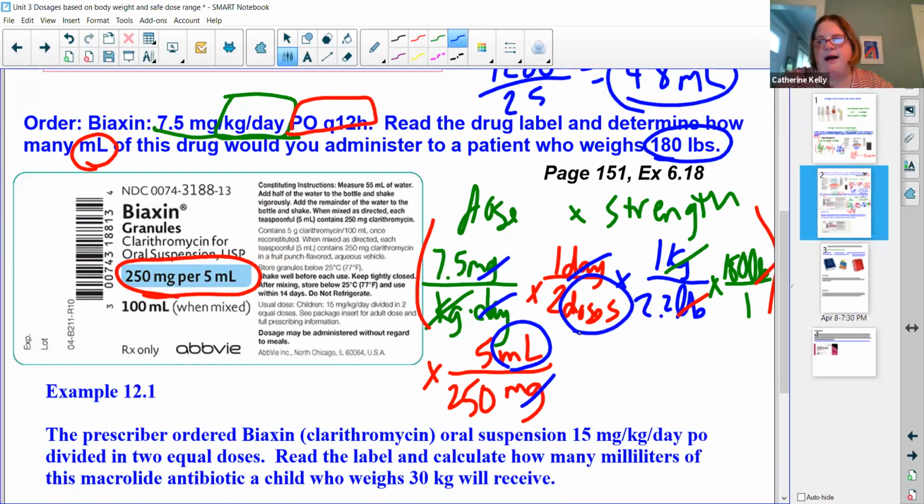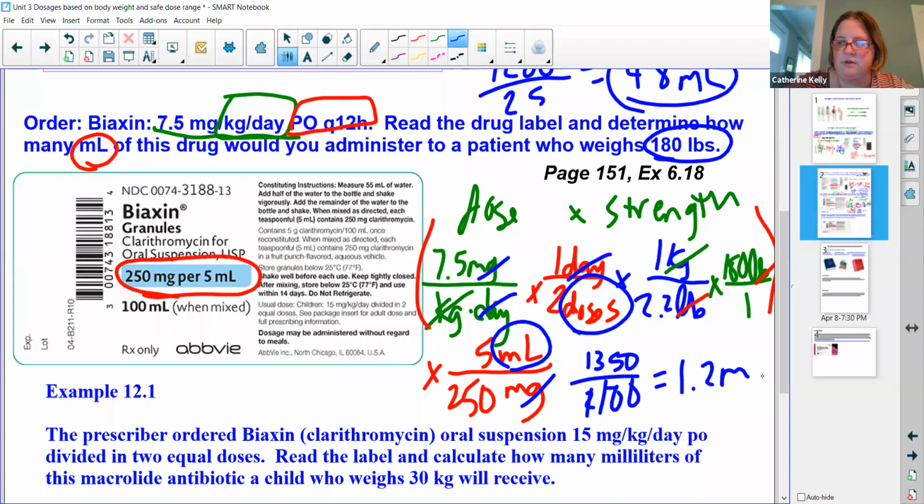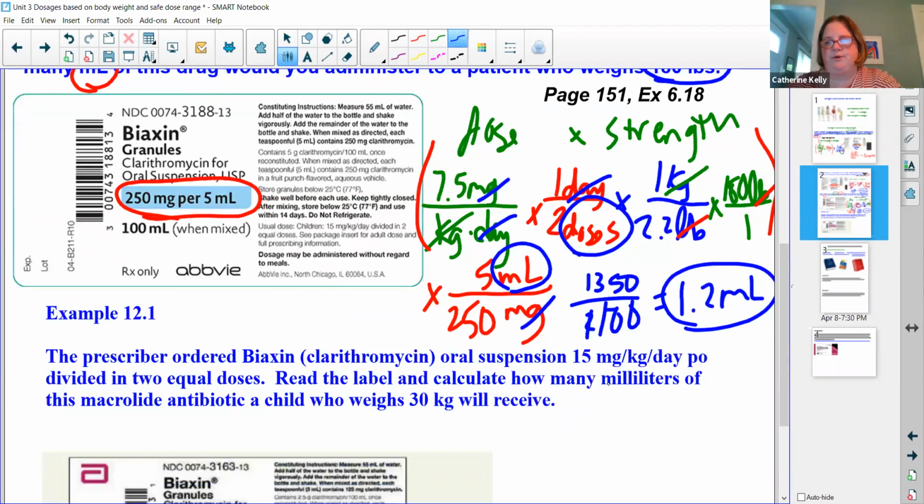So I'm going to do 7.5 times 180 and get 1350 divided by 250 times 2 times 2.2 times 250 will give me 1100. So I have 1350 divided by 1100, and I have 1.227, so 1.2 milliliters per dose.